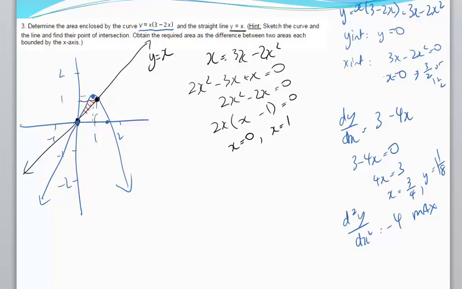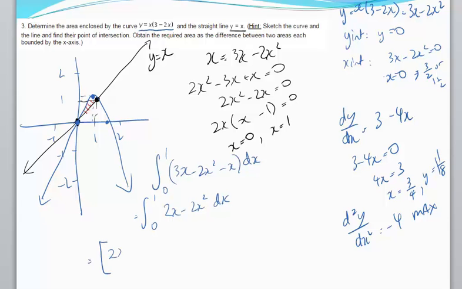So what we're going to do here, we need to integrate between 1 and 0, and our formula we're going to put here our 3x minus 2x squared from this one minus our x here. So this will become, between 1 and 0, 2x minus 2x squared. So here this will become 2x squared on 2, cancel, minus 2x cubed on 3, between 1 and 0.